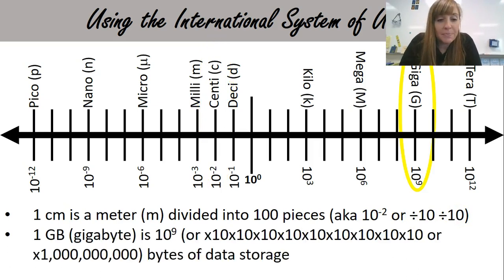Versus a gigabyte. So you guys have probably heard of a gigabyte before when you are getting your data plans, right? And probably didn't know what it was. That's fine. But a gigabyte is a giga, or 10 to the 9th of bytes. 10 to the 9th is 10 times 10 times 10 times 10 times 10 times 10 times 10 times 10 times 10, or a billion bytes.